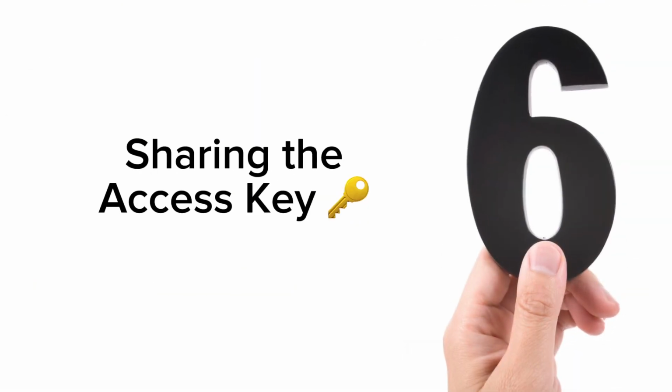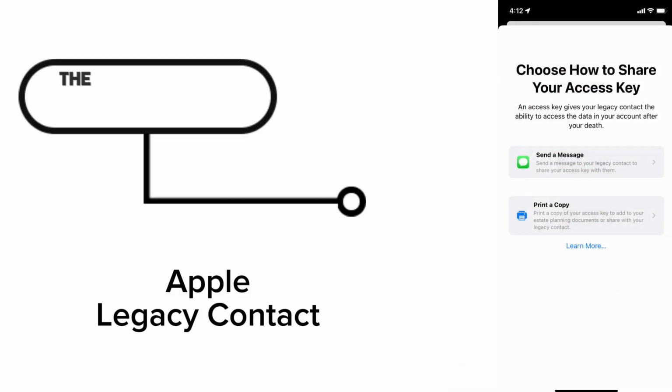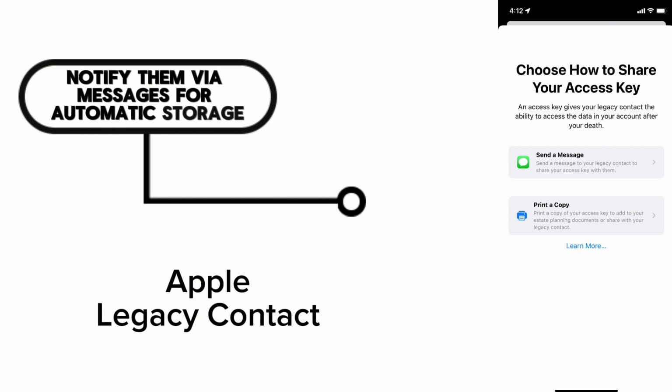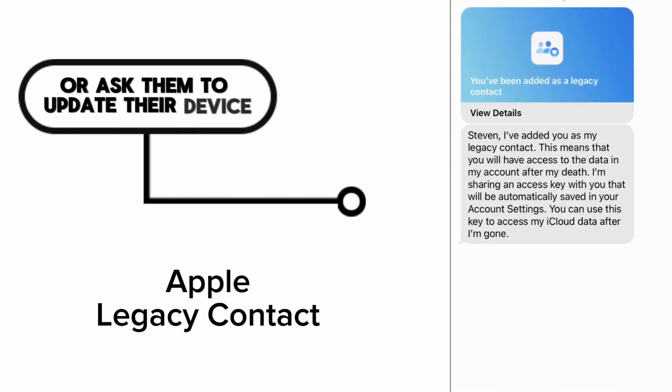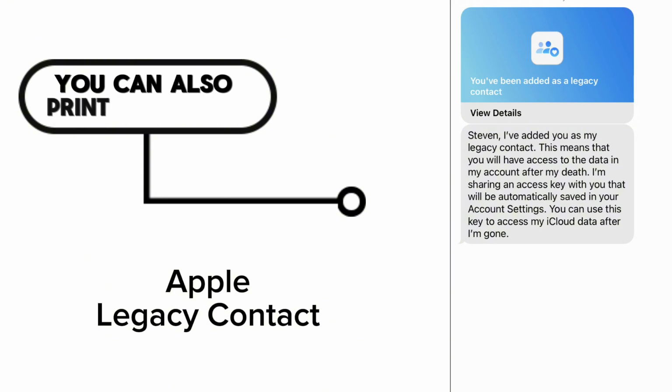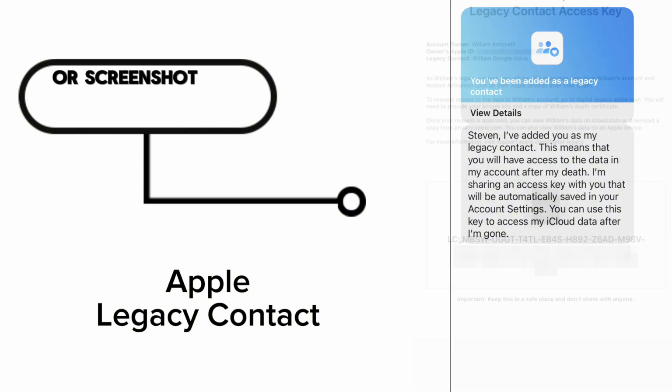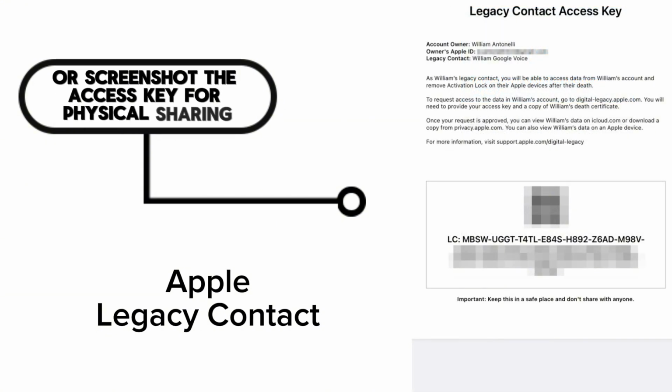Step 6. Share the access key. The access key is vital for your legacy contact. Notify them via messages for automatic storage or ask them to update their device. You can also print, send a PDF, or screenshot the access key for physical sharing.